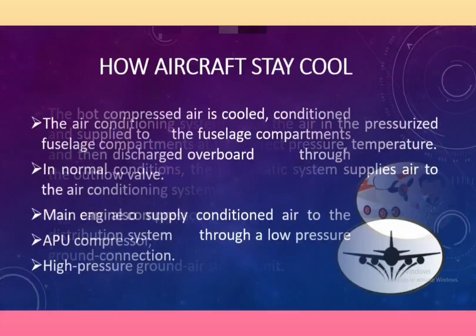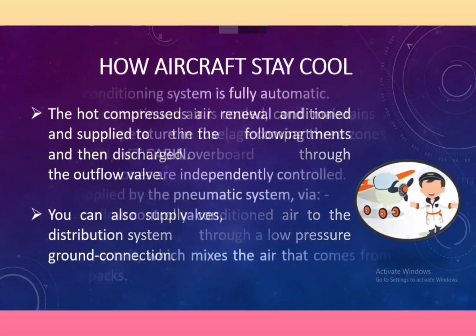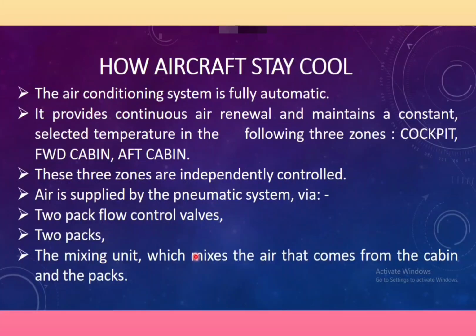So these are the three main sources, and the hot compressed air is cooled, conditioned and supplied to the fuselage compartment and discharged overboard through the outflow valve. After the relevant cooling, it will discharge through the outflow valve. As I told you, ground air supply is also available for passenger comfort. In case the APU is off and the engine is shut down, then you can use an external source.